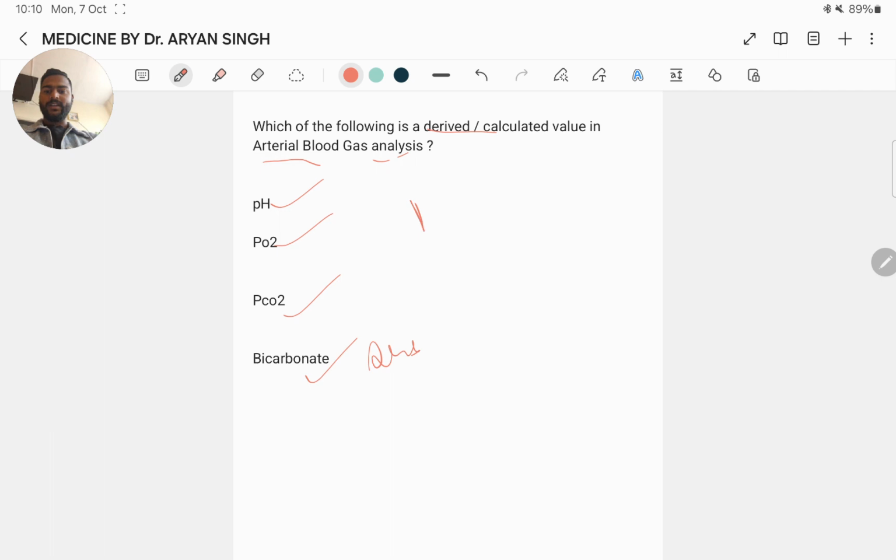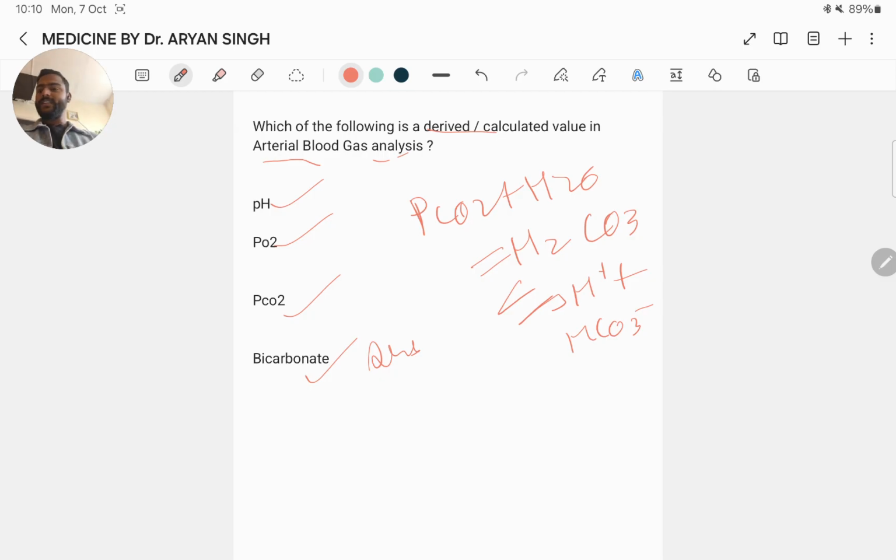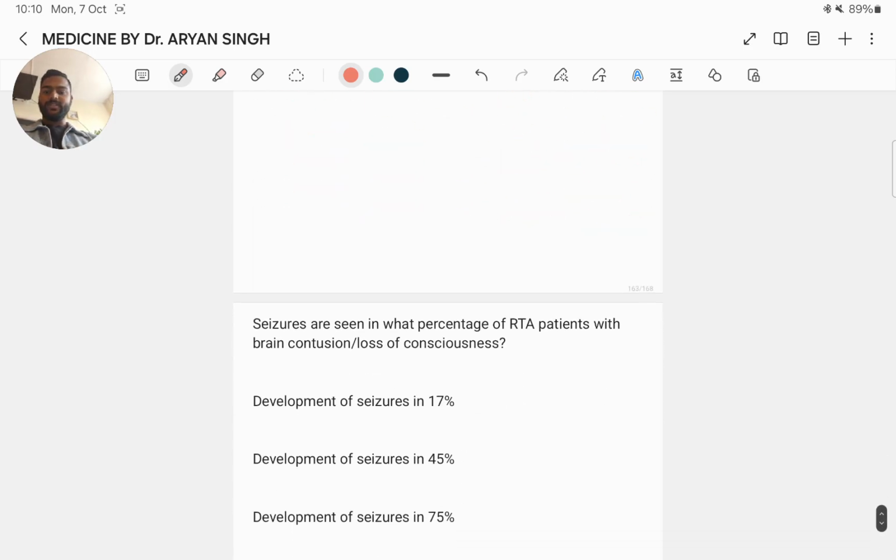What is the equation? Henderson-Hasselbalch: CO2 plus H2O is equal to H2CO3, with the reversible relation, and HCO3 ion. An increase in HCO3 occurs with either metabolic alkalosis or respiratory acidosis, and a decrease in HCO3 occurs in metabolic acidosis and respiratory alkalosis. Next question.